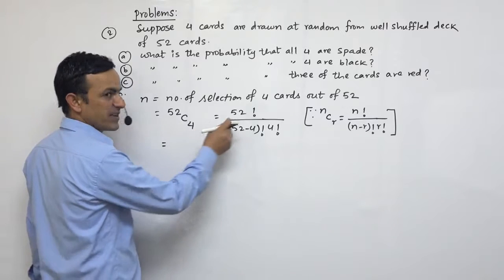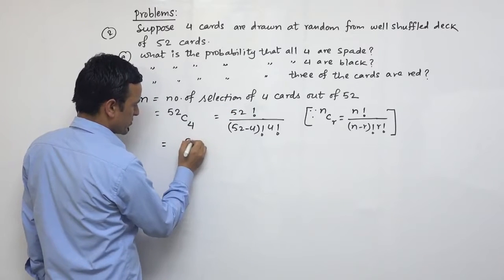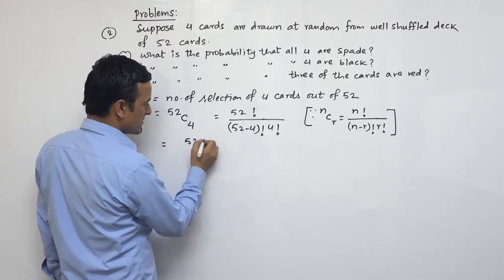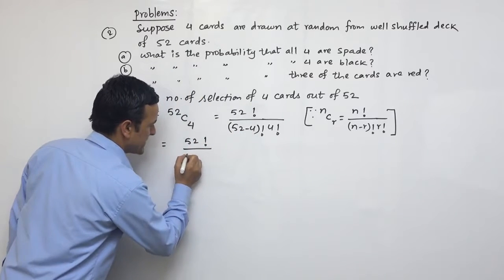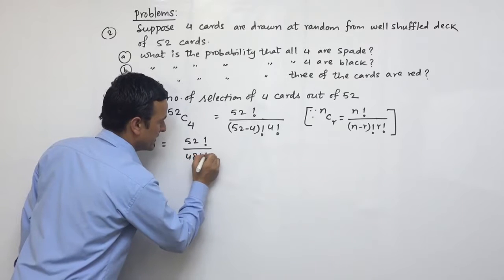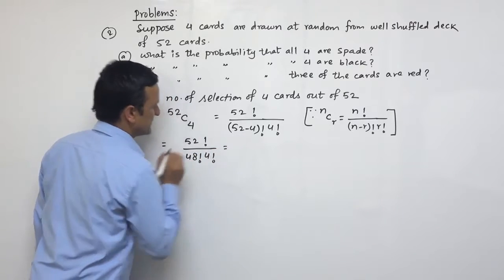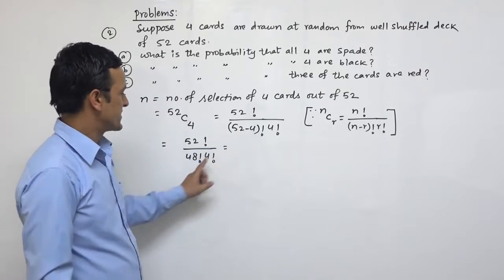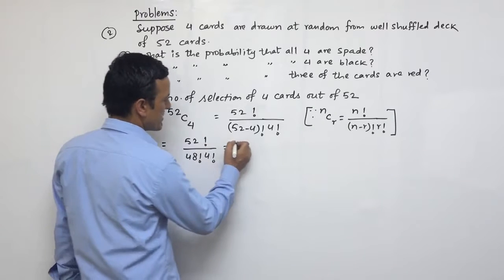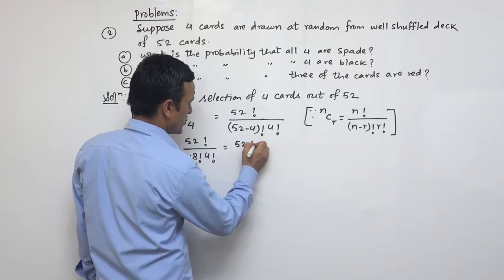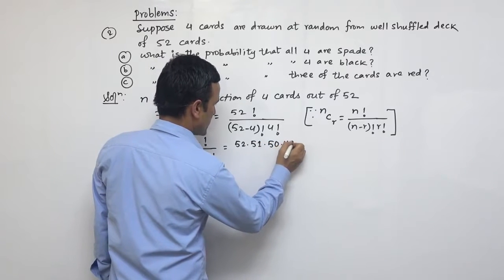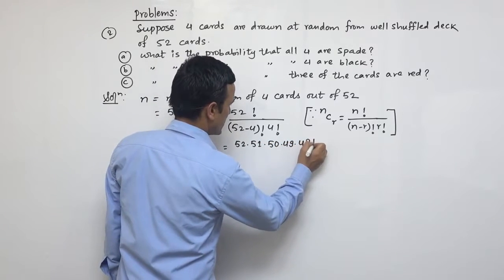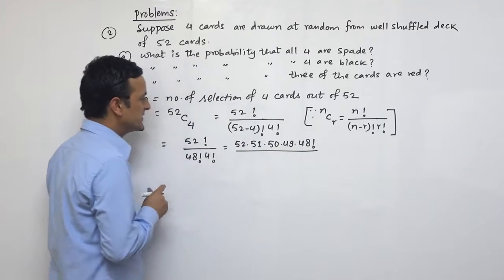And when we solve it, we get this one: 52 factorial upon 52 minus 4, which is 48 factorial, and 4 factorial. This minus this means 48. And when you solve it, then 52 into 51 into 50 into 49 into 48. So we can stop over here.